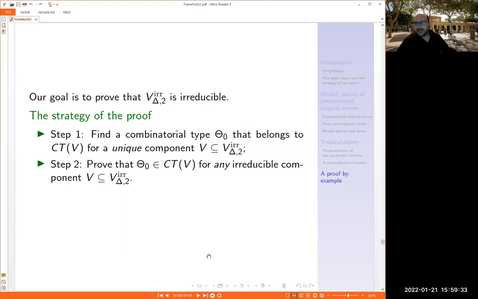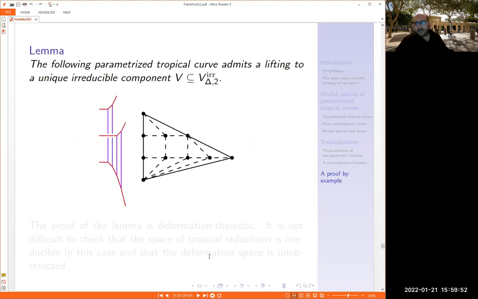And to prove the second step, we will need control over images of certain one-parameter families of curves inside the tropical moduli space of curves of given degree and genus. Okay, so here is the first step. Let me draw an explicit picture. The following parameterized tropical curve admits a lifting to a unique irreducible component.